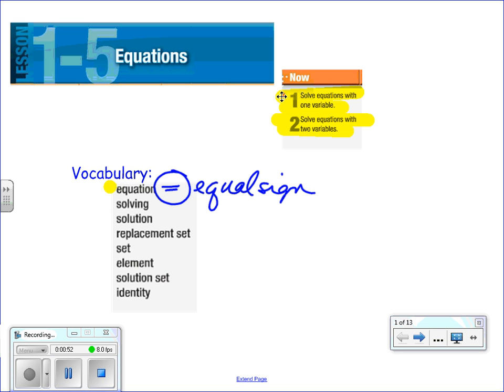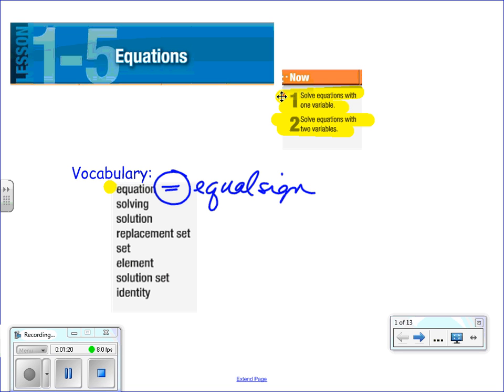Go ahead and take a minute. Write down each of these words and find the definitions. We'll review them a little further as we go through the lesson. For now, you don't have to do equation. I think you know what an equation is. Just remember that it has an equal sign. But solving means finding the answer. I can even go over these with you quickly.